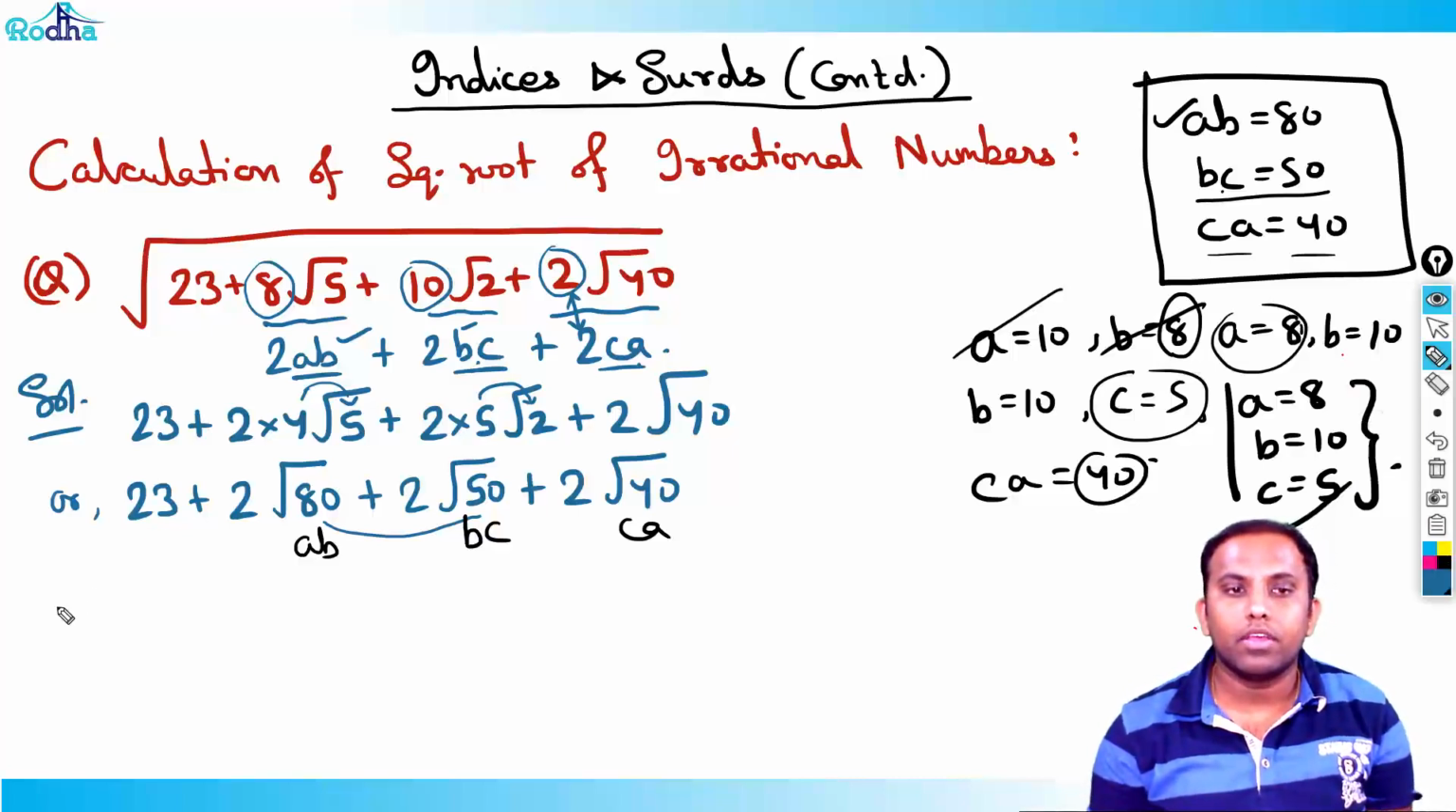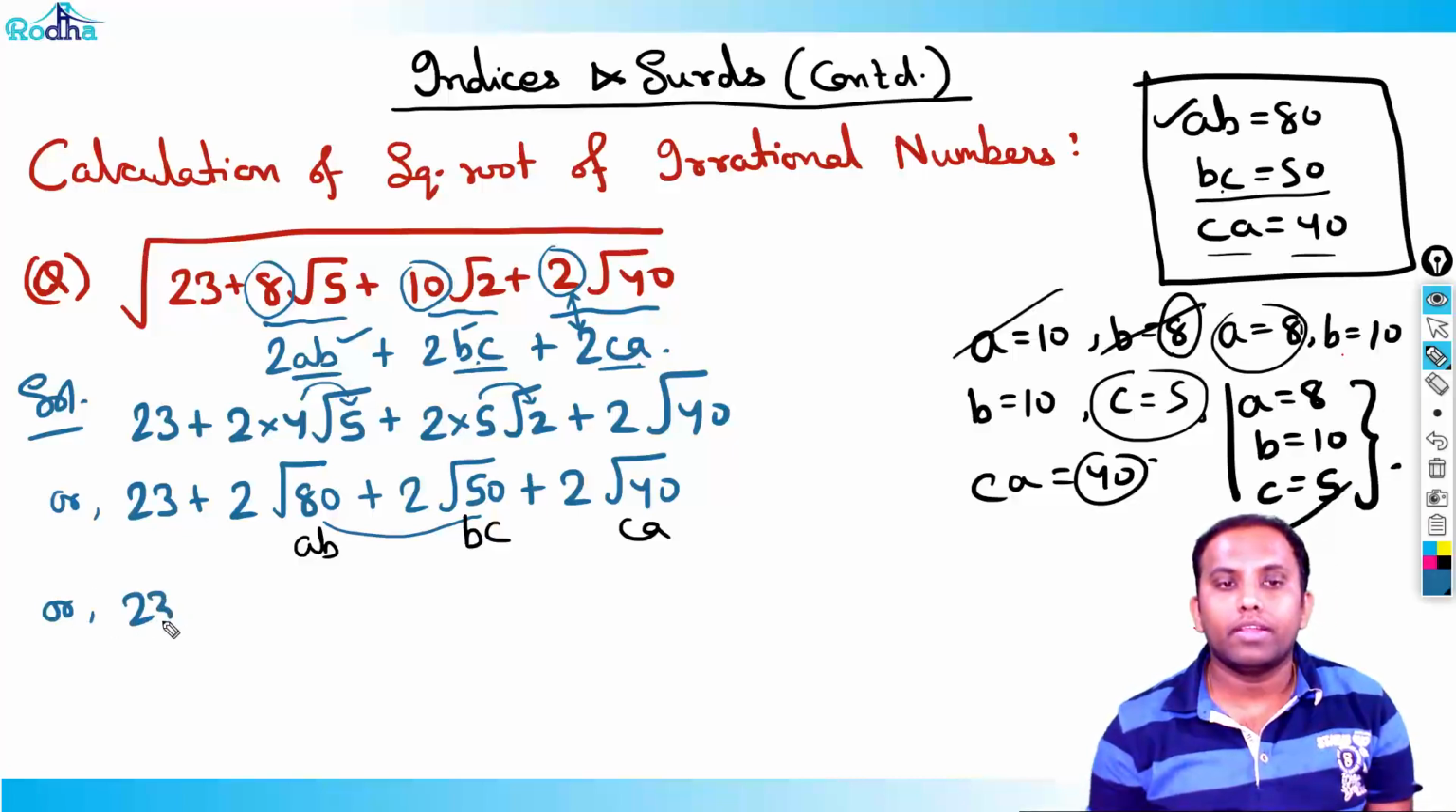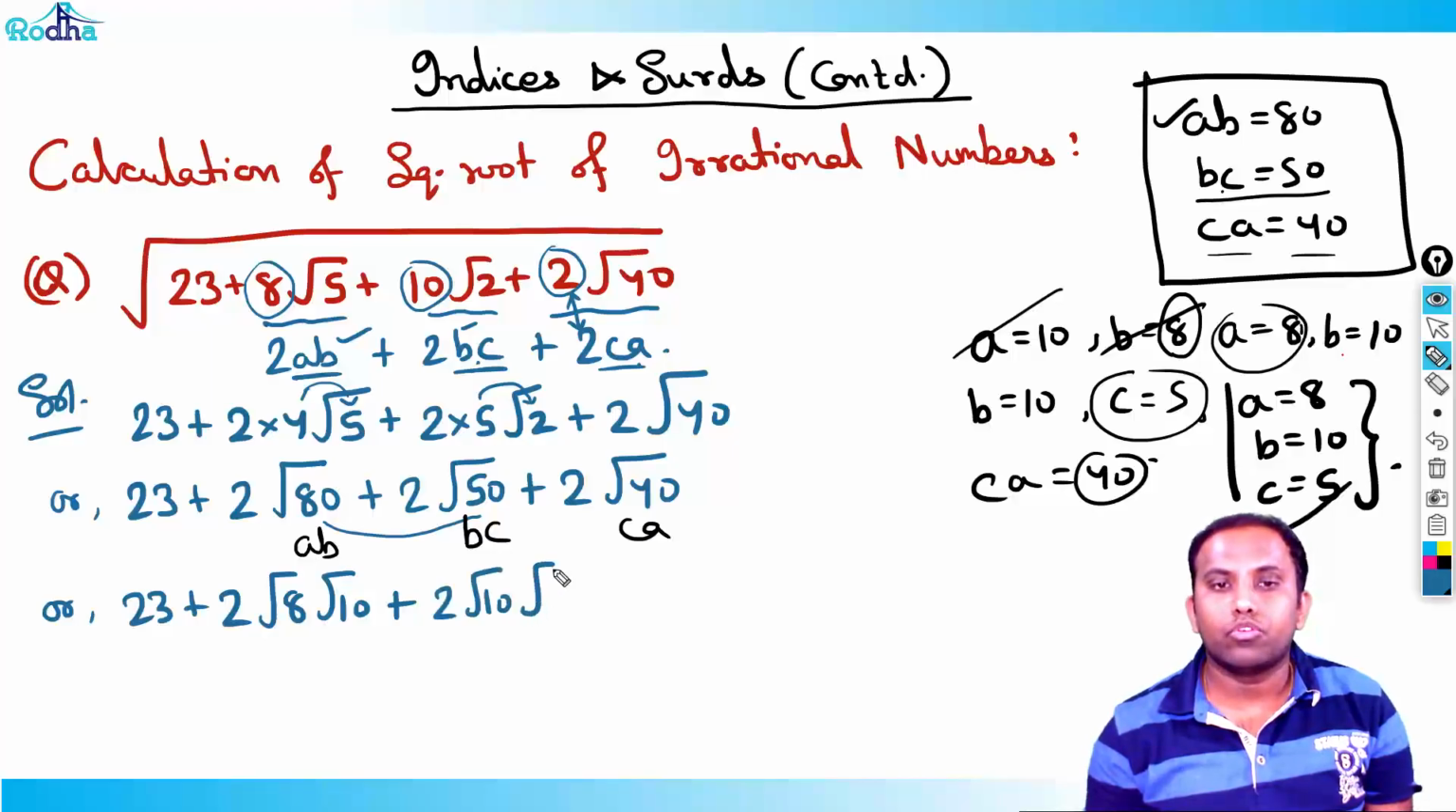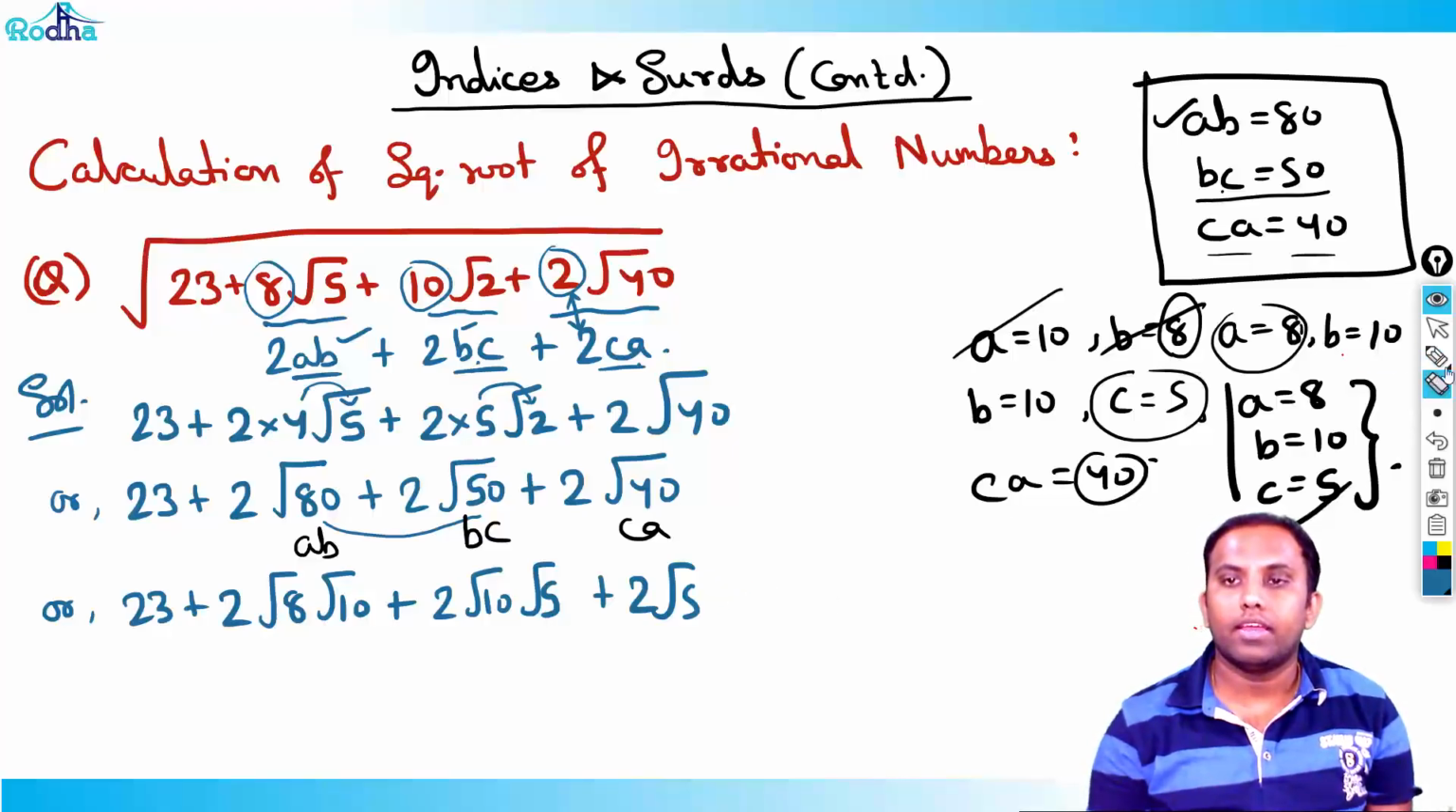Once it's satisfied, it's quite easy now. What we should do here is simply break it. 23 plus 2 root 80. So 80 is what? AB is root 8 into root 10. Plus 2 root 50, so B is root 10 and C is root 5. Plus 2 root 40, C is root 5 and A is root 8. So now understand this point here.